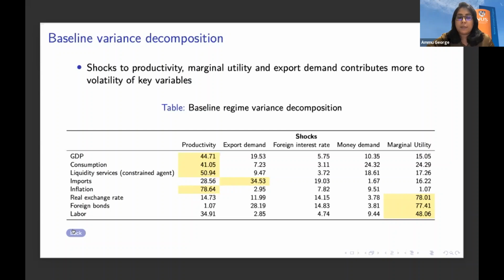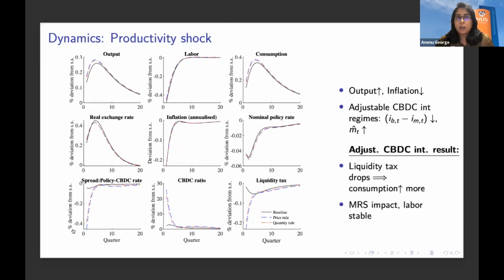So next we look at the dynamics associated with the productivity shock. Output expands and consumption expands due to an increase in aggregate supply. There is deflation in the economy, so inflation goes down. The nominal policy rate reacts to this inflation. This is the primary monetary policy instrument. In the context where the CBDC interest rate is adjustable, the secondary monetary policy instrument kicks in, and we find that the spread between the policy and CBDC rate drops significantly, and the CBDC ratio also rises. The increase in the amount of CBDC lowers the liquidity tax, which I mentioned earlier.